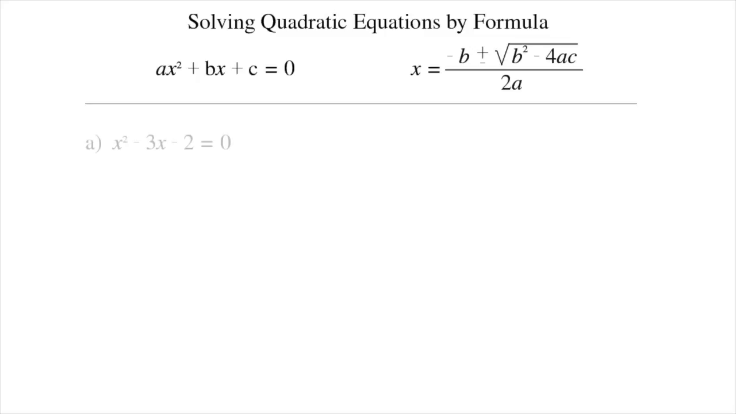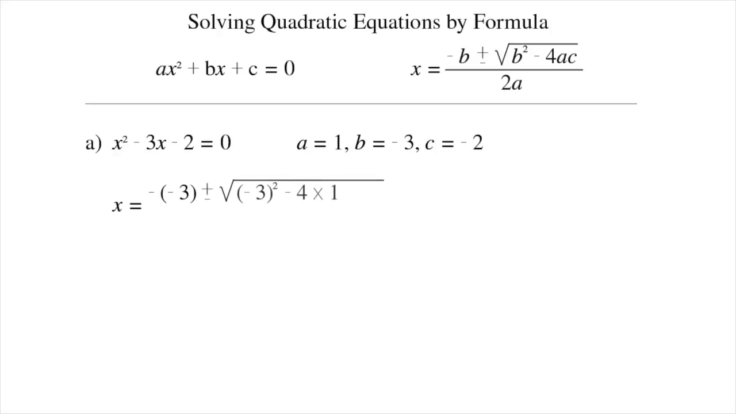In the first one, our quadratic is x squared minus 3x minus 2 is equal to 0. If we look at the general formula for a quadratic, ax squared plus bx plus c is equal to 0, we can see that we have a is equal to 1, b is equal to negative 3, and c is equal to negative 2.